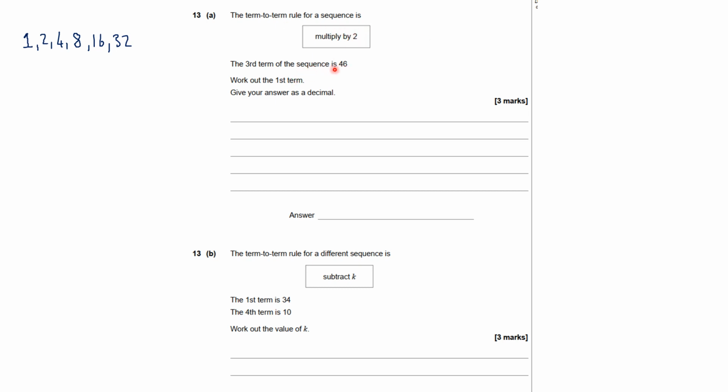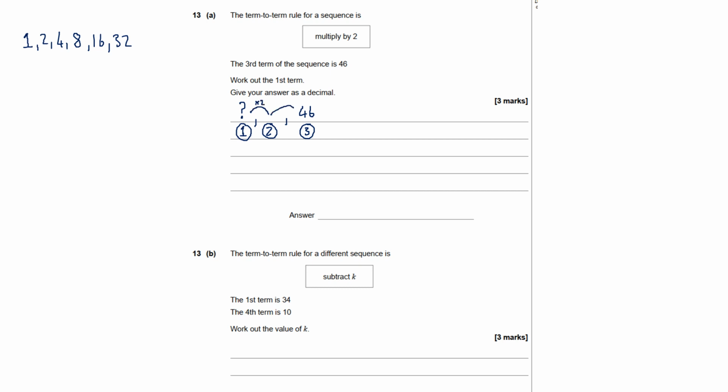So it's saying the third term of the sequence is 46, and it wants us to work out the first term and give your answer as a decimal. Well, let's have a think about this, because this one's a bit backwards. So it's saying that 46 is term number 3. So we've got term 3, term 2, which we don't know yet, and term 1, which we don't know yet. So we've started off with a number that we don't know. We've times it by 2.